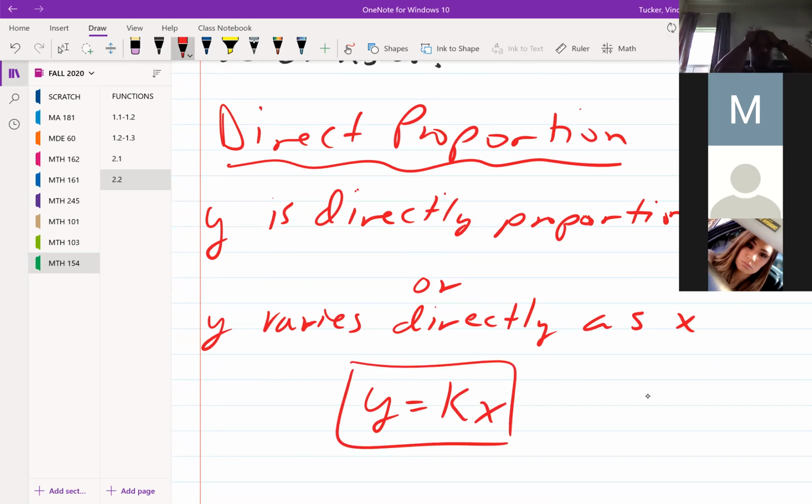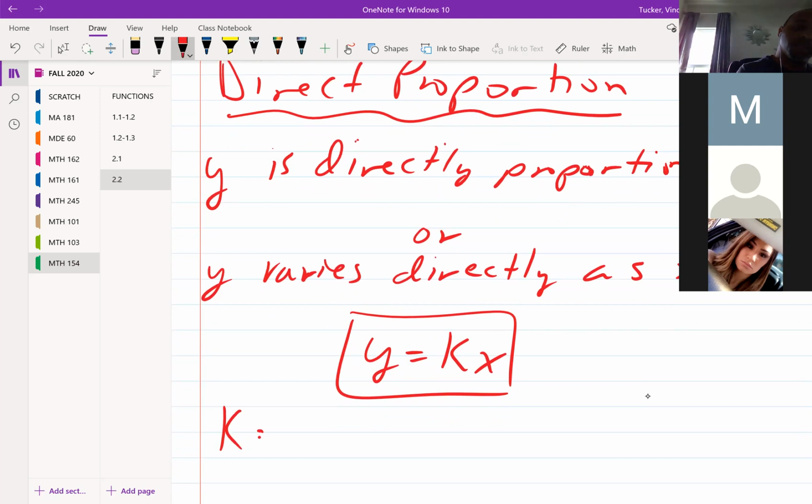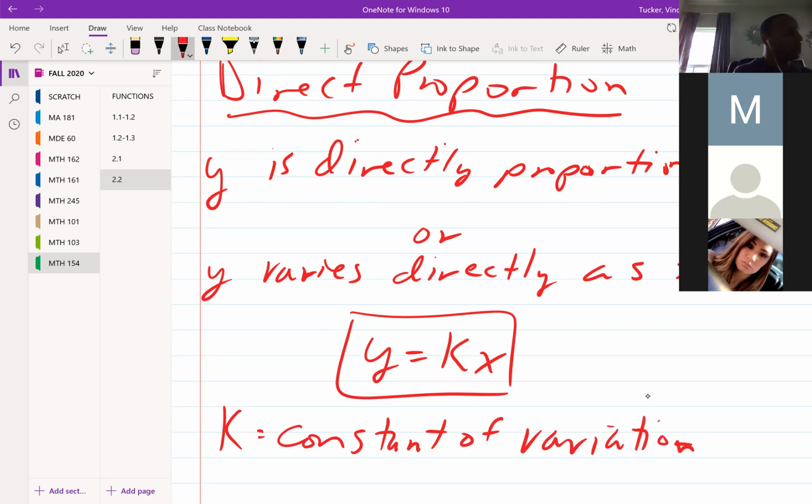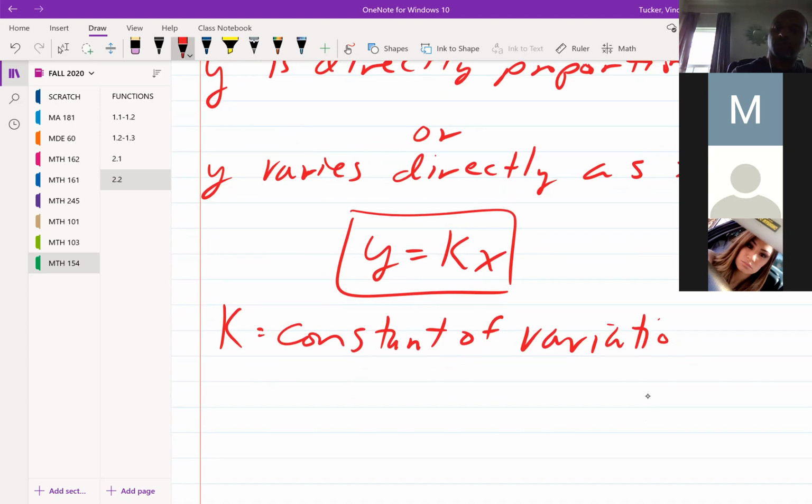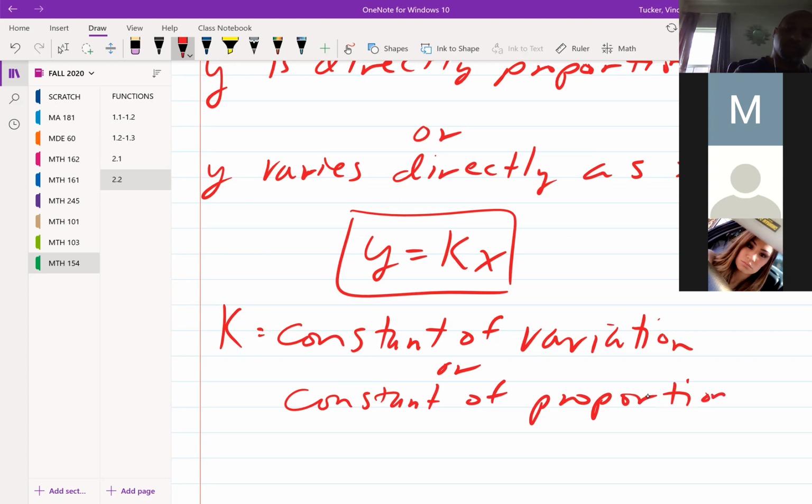All right, so the first type of setup, looking at direct proportion: y is directly proportional to x, or y varies directly as x, is going to be y equals kx. k is your constant of variation. And hold on, this text calls it the constant of proportionality.